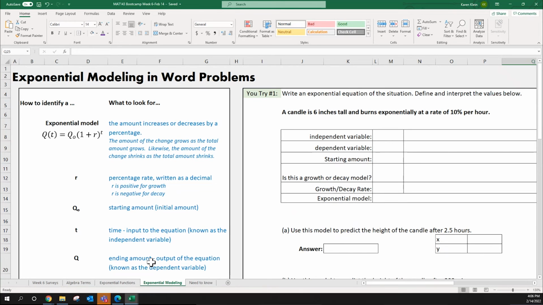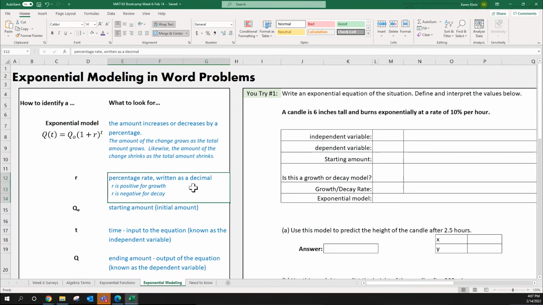So how do I know I have an exponential model when I look at a word problem? This is what you look for. Look at things that are increasing or decreasing by a percentage. If you see that the rate of change is increasing by, let's say, 20%, 100%, or decreasing by 50%, then that tells me I have an exponential model. Now, the percentage rate written as a decimal is going to give you that R value. If we have a growth, that R value is going to be positive. If I have a decay, that R value is going to be negative, and that's what we've seen in that previous tab.